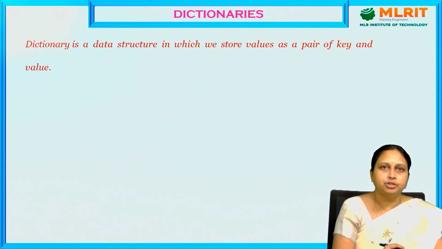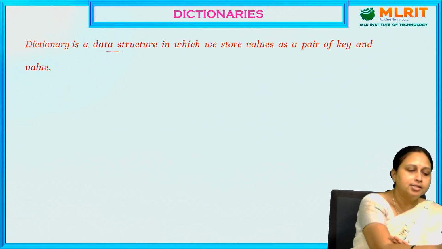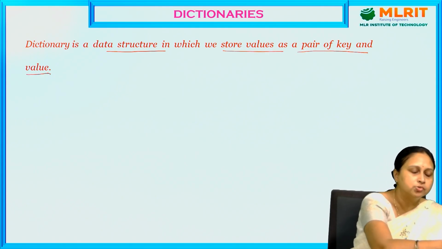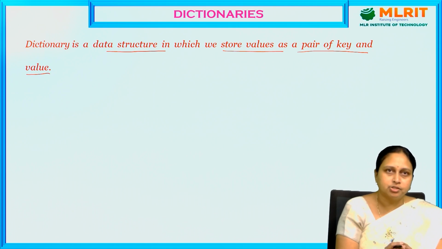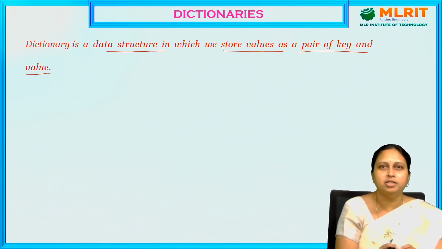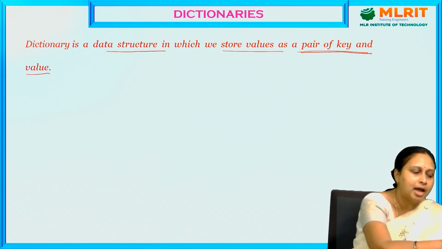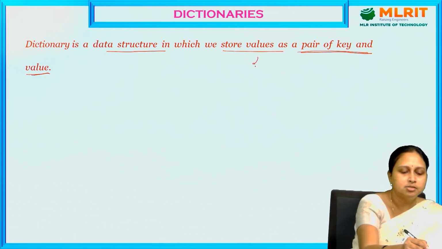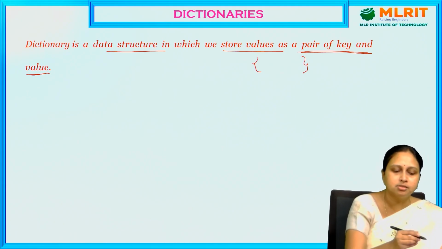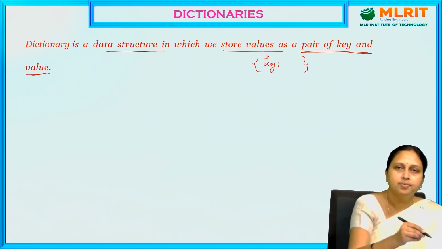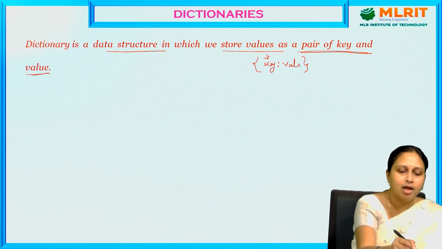Let us see what a dictionary is. A dictionary is a data structure in which we can store data as pairs of key and values. Up to now, the data structures we have seen, like tuple and list, do not store two values together. But in dictionaries, we store them as a pair of key and value. We represent the dictionary with curly braces, where the first item represents a key followed by a colon, then the next item represents a value.